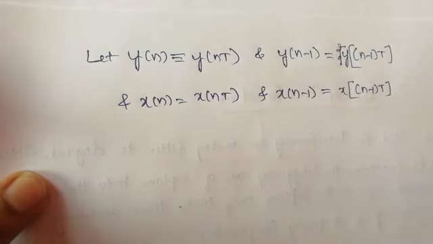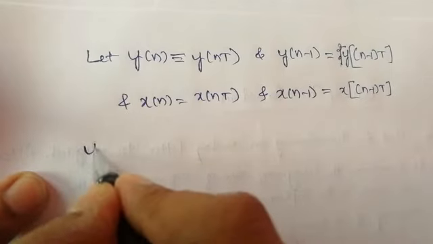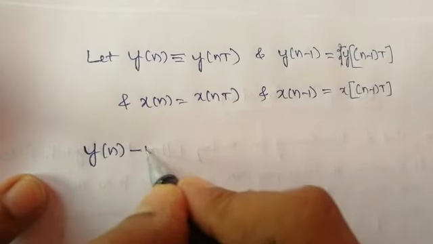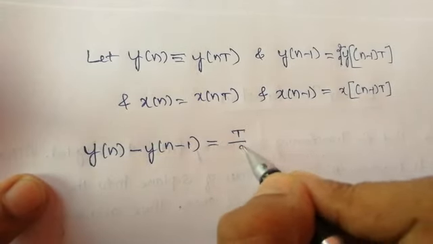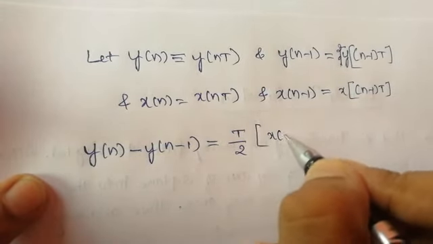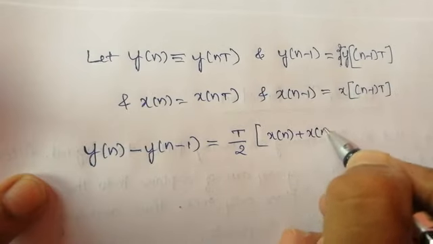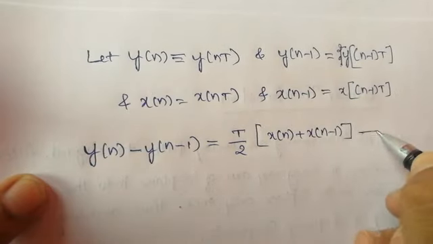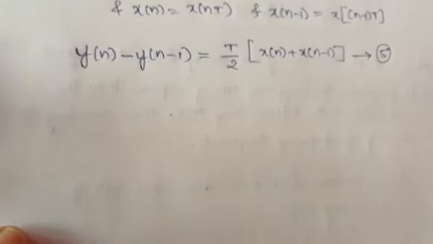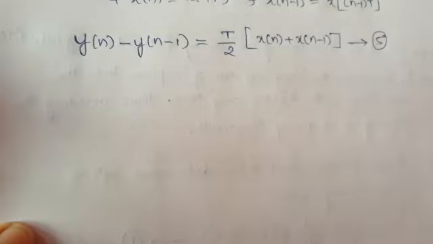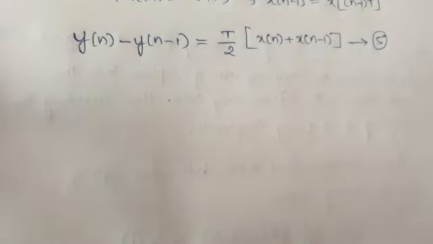Substitute these assumptions in equation 4, then equation 4 becomes y of n minus y of n minus 1 equal to T by 2 inside the bracket x of n plus x of n minus 1. Represent this as equation number 5. Now let us apply the Z transform to equation number 5.